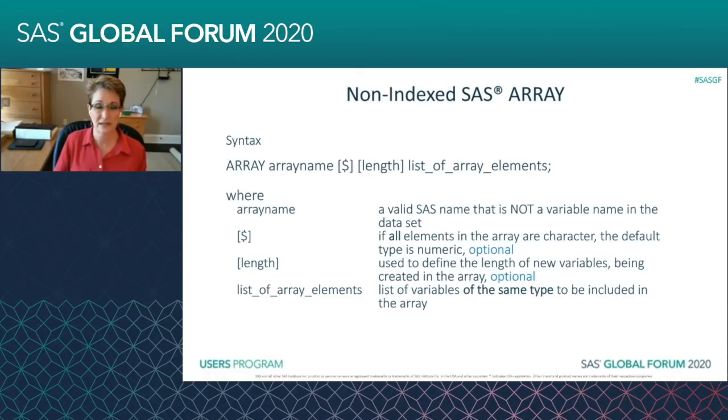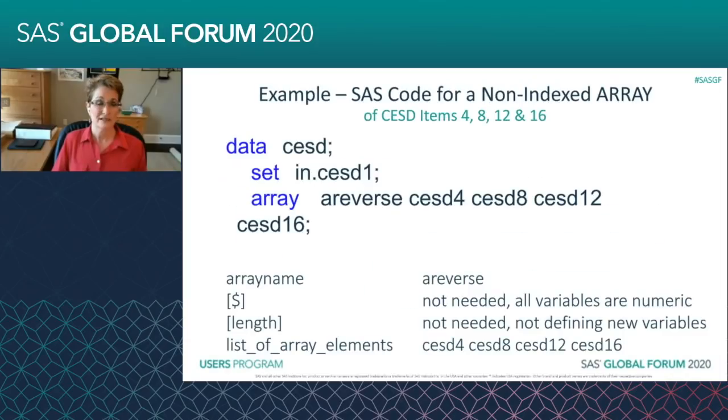Syntax is essentially the same. You just don't have to tell SAS how many items are in the array. SAS will figure it out. And so here's an example of code. The only thing I've left off is that index, that curly bracket for curly bracket. Still have the same array name. My $ sign isn't needed because all variables are numeric. And then I still have the same list of variables. So nothing is really changing.